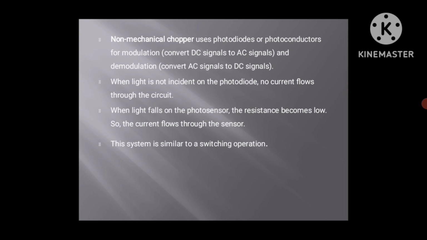Non-mechanical chopper uses a photodiode or photoconductors for modulation and demodulation purposes. When there is no light incident on the photodiode, no current flows through the circuit. If light falls on the photosensor, its resistance becomes low and the current flows through the sensor and we get the output.